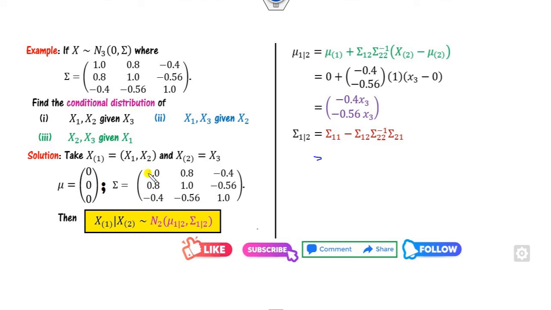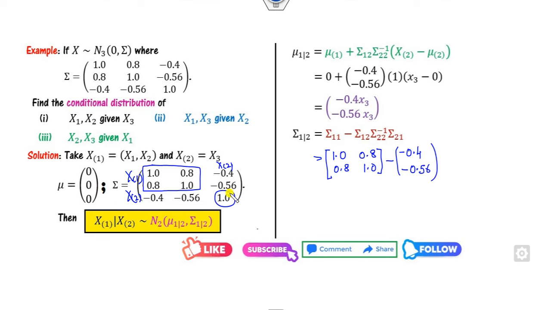What is the sigma 1, 1? This is my x1. Fine. So this number is my here 1.0, 0.8, 0.8, 1.0 minus. What is sigma 1, 2? This is my x1. This is my x2. X1, x2 will be my minus 0.4 minus 0.56. Sigma 2, 2, only 1. 1 inverse will be 1.